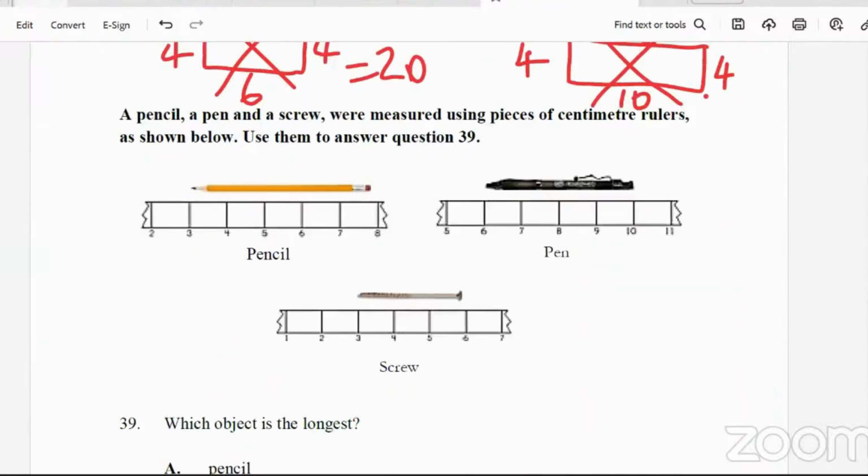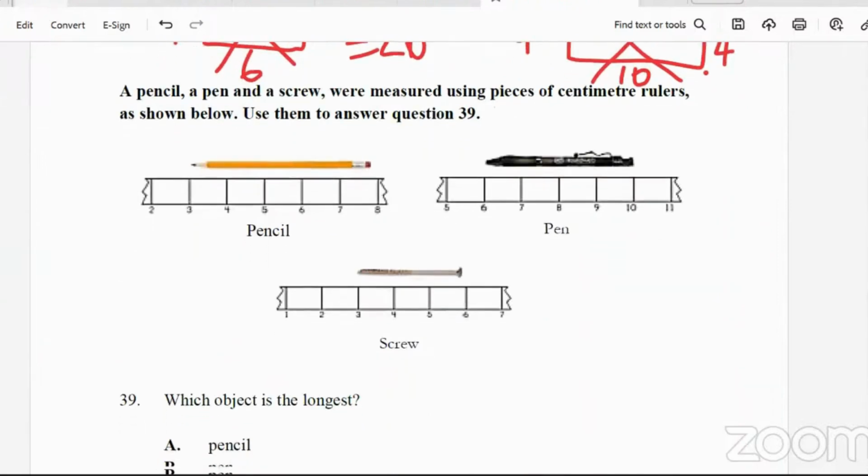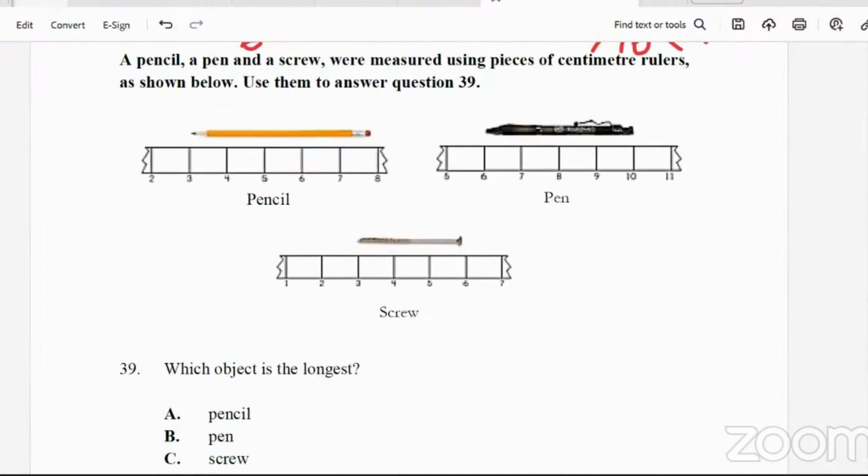All right, so question 39. A pencil, a pen, and a screw were measured using pieces of centimeter rulers, as shown below. Use them to answer question 39. Which object is the longest? Is it the pencil, is it the pen, or the screw? All right, so let's take a look.